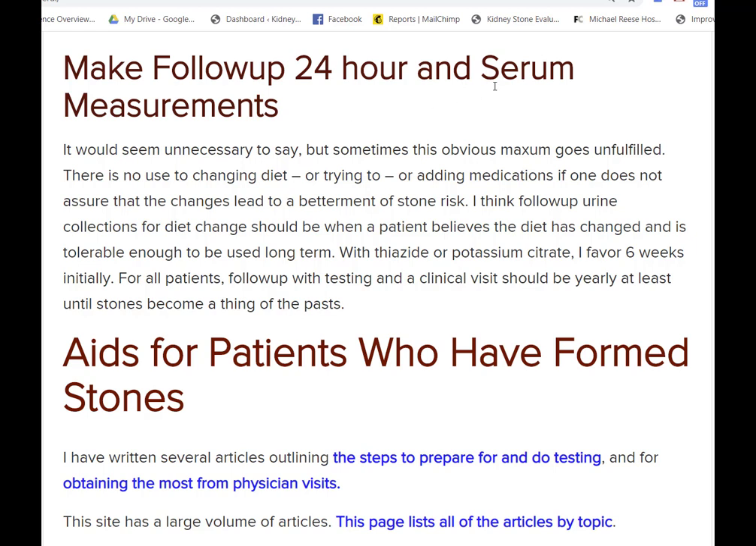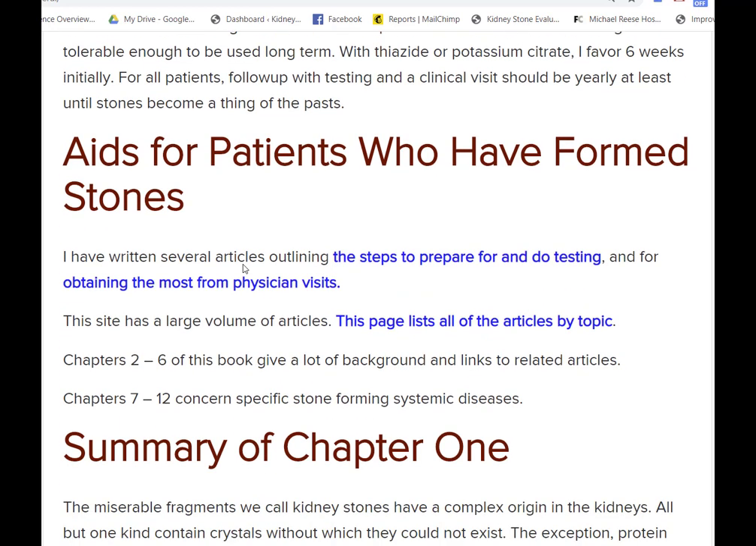As for follow-up 24-hour urine measurements, how can you possibly do anything without knowing if it worked? For diet change, 6 to 12 weeks. For drugs, the same. I think it's very important. When you're stable and there's no new stones, I would check in once a year just to be sure. I have some wonderful articles. I say wonderful because I wrote them. How to prepare for your testing, how to get the most out of a physician visit. And there's more background in this book.